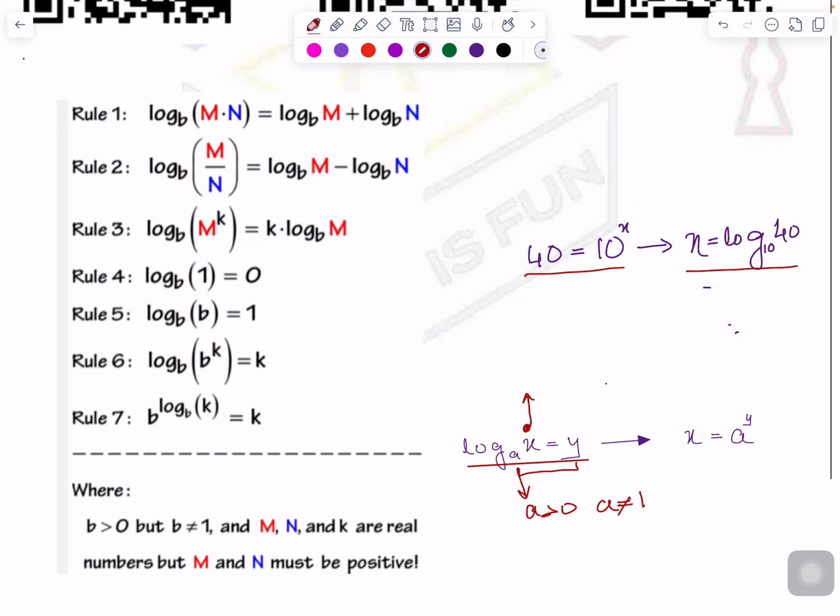Now coming to the rules which we will apply in the questions straight away. Let me erase this. So we have seen the condition.